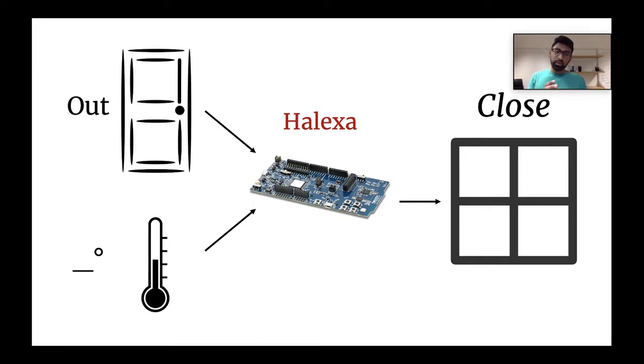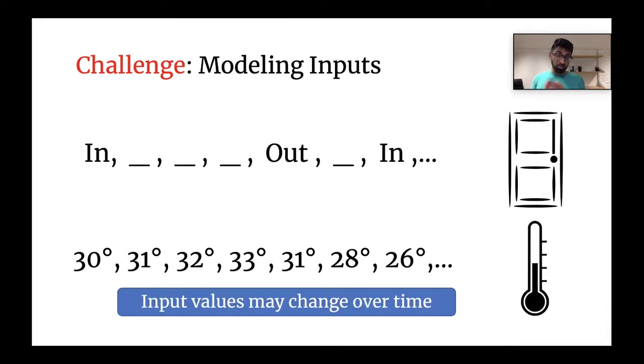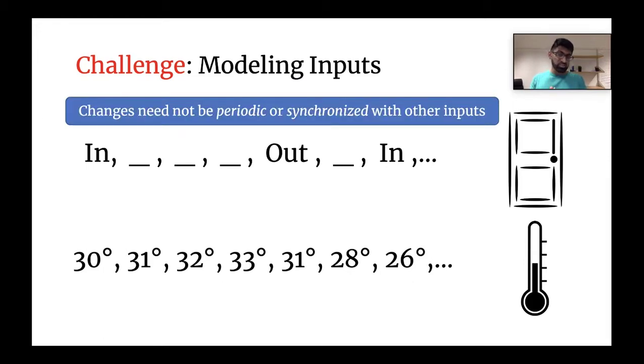But before you can actually implement this application, you're already faced with a number of challenges. So for example, the inputs are already a challenge because they're changing over time, right? So for example, the temperature constantly varies over time. And also these changes in inputs need not be periodic in that they need not happen over fixed intervals of time, and they need not be synchronized with other inputs, right? So for example, over here, the temperature changes from 30 degrees to 31, but there's no change in the status of the user in terms of being indoors, right? So you need to identify a solution to these problems before you can actually write this program down.